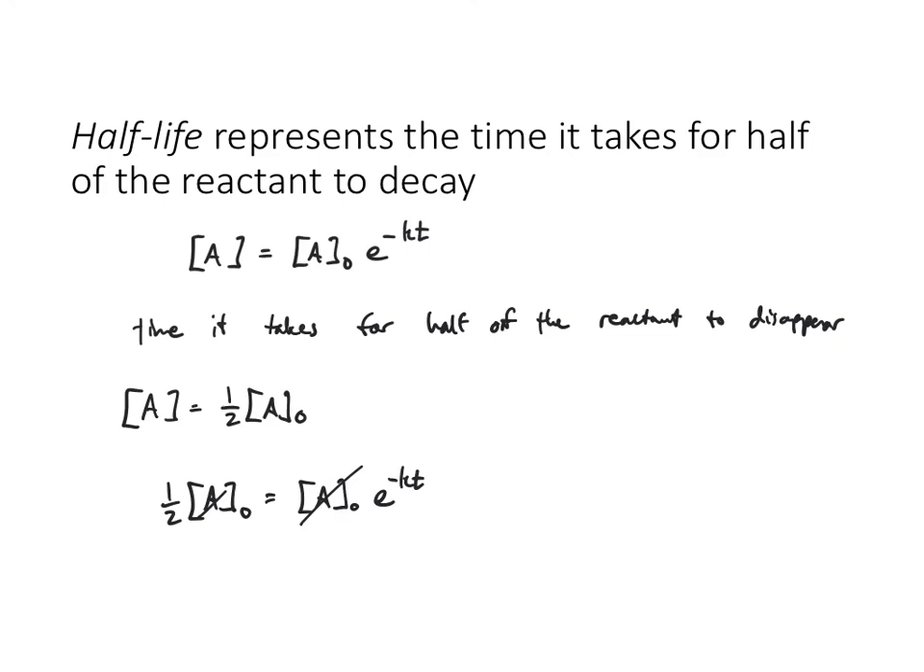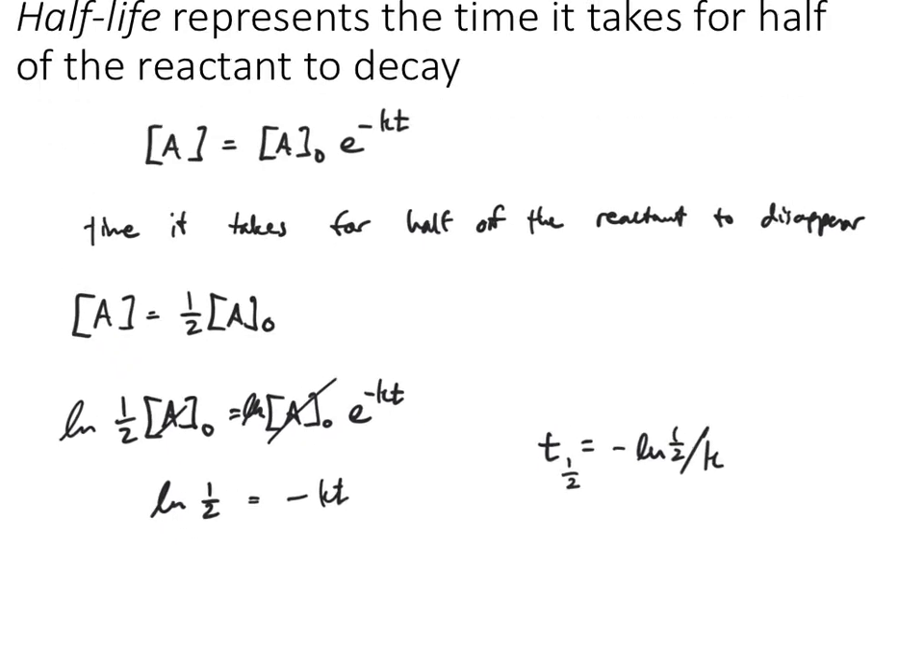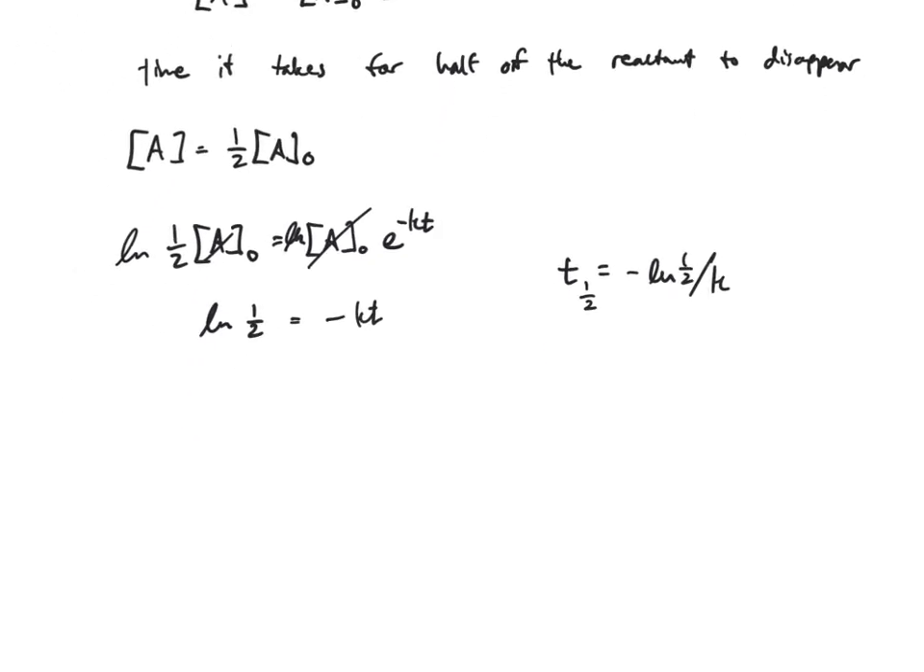Those cancel out. And once those cancel out, we can take the log of both sides, and we get the log of 1/2 equals negative kt. And then when we solve for t, that t is going to equal negative log 1/2 divided by k. And this is often indicated as T1/2 for the half-life.